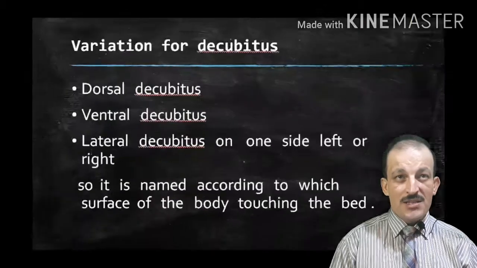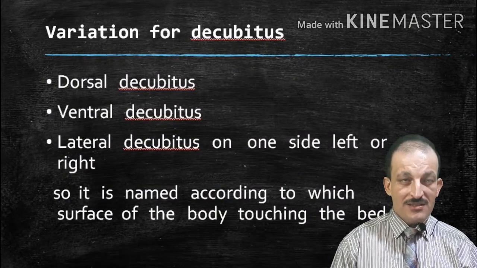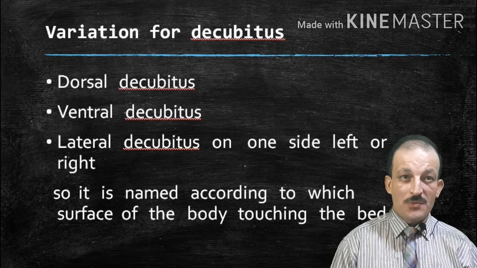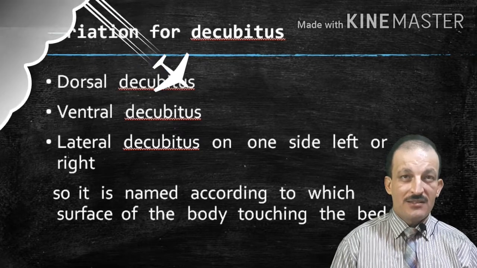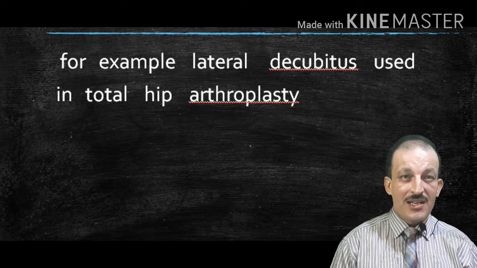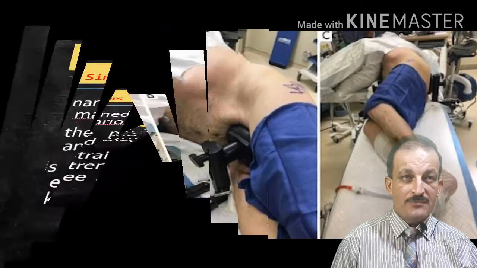Now we have variations for the Decubitus position. We have dorsal Decubitus, which is also called supine, as mentioned before, ventral Decubitus, the prone position, and lateral Decubitus. So it is named according to which surface of the body is touching the bed. For example, lateral Decubitus is used in total hip arthroplasty, as seen in this figure.